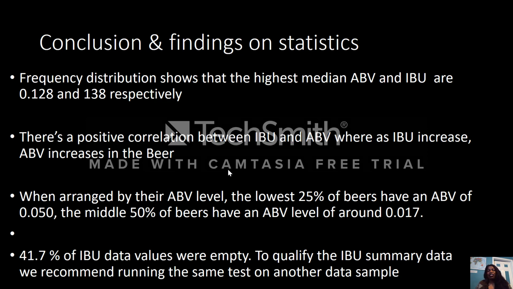What we found is that the lowest 25% of beers have an ABV of 0.05, while the middle 50% of the beers have an ABV level of 0.017. We do want to point out one thing: 41.7% of the IBU data did not have any values in them, so we gave it that zero value. To qualify the IBU summary and really use these results, we recommend that another data sample is pulled and that we run the same test and see if we find the same results.